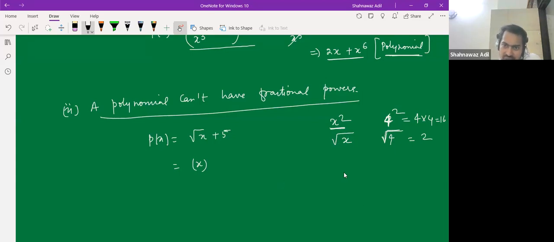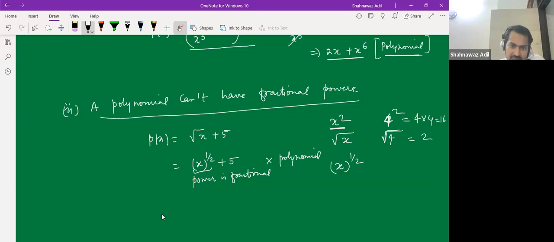So root x in power we represent as 1 by 2. Now you remember. So this is x to the power 1 by 2 plus 5. So you see that this power is fractional, right? So it is not a polynomial.